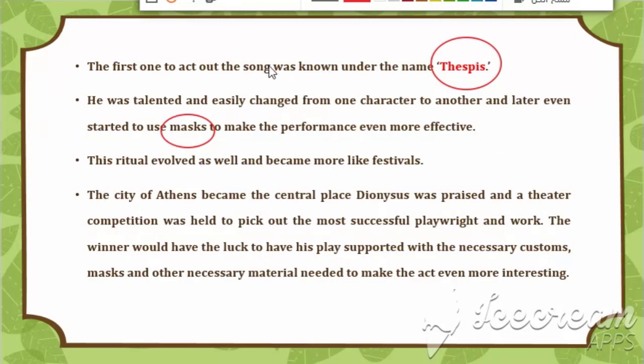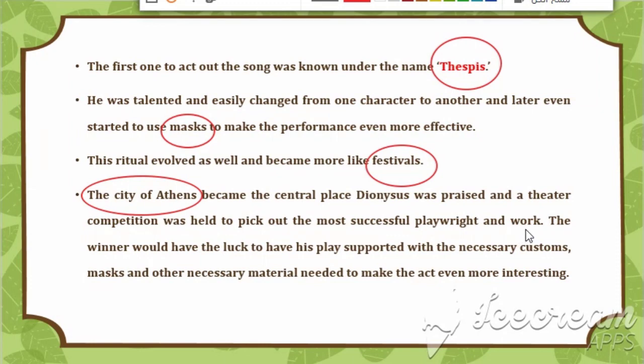This singing of songs using masks and acting, or this ritual, evolved as well and became more like festivals. So it became more common to praise Dionysus in the way I have just explained, or on occasions such as festivals. Where did they act it? In the city of Athens, okay? And this place became the central place where Dionysus was praised, and a theater competition was held to pick out the most successful playwright and work.